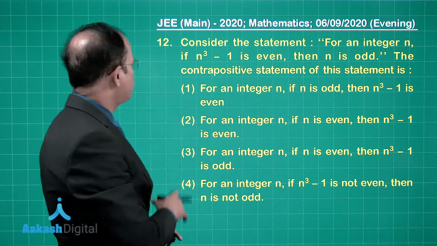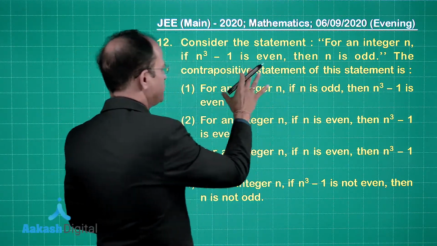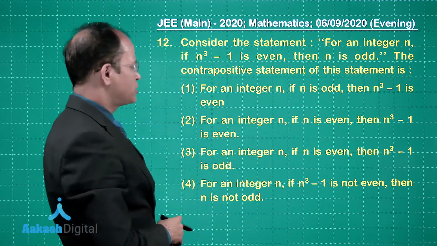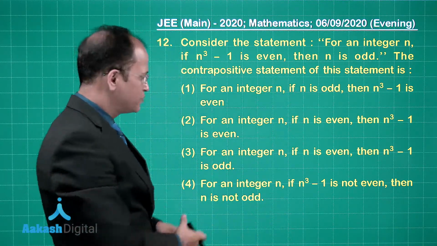Now friends, let's talk about question number 12. We have an integer n. If n³ - 1 is even, then n is odd. The contrapositive statement of this statement is what? These are the 4 options which are given to you. You can just have a look at it.